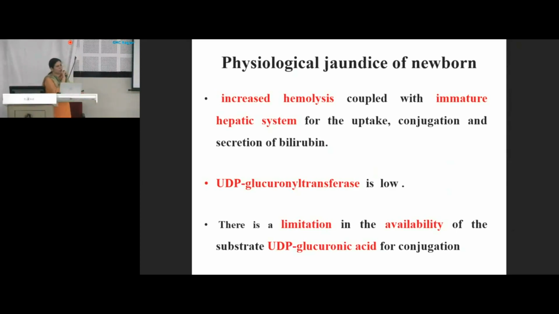It usually appears on the 3rd day of life, usually goes up to 5 milligram. But if it is increased more than that, up to 10, then treatment should be given. The second cause of physiological jaundice is that the UDP glucuronyl transferase enzyme is also low. This is mostly seen in premature infants, and so there is limitation in availability of substrate, UDP glucuronic acid, for conjugation.